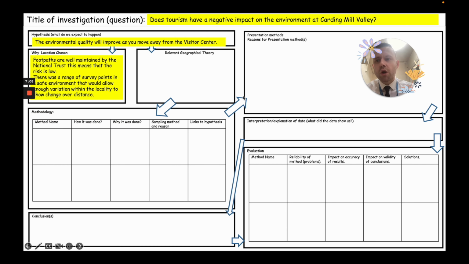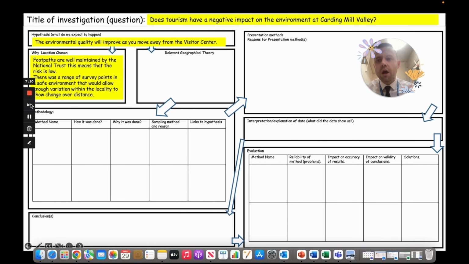Now, why have we chose this location? So, the reason we have chose this location is because the footpaths are well maintained by the National Trust. Okay? And this means that the risk is low because there's proper footpaths for you and I and all the students to walk on. So that's one reason we chose it.